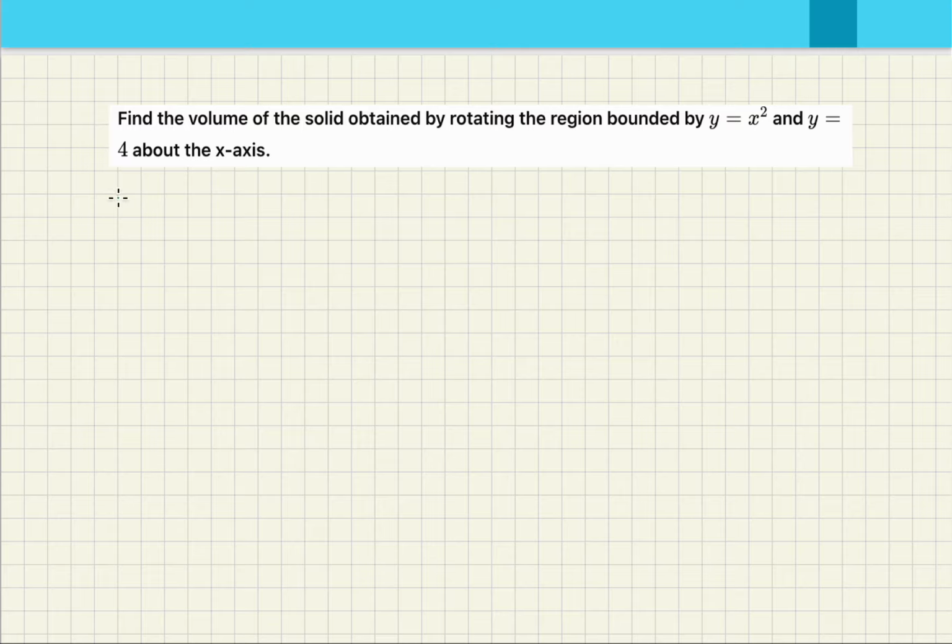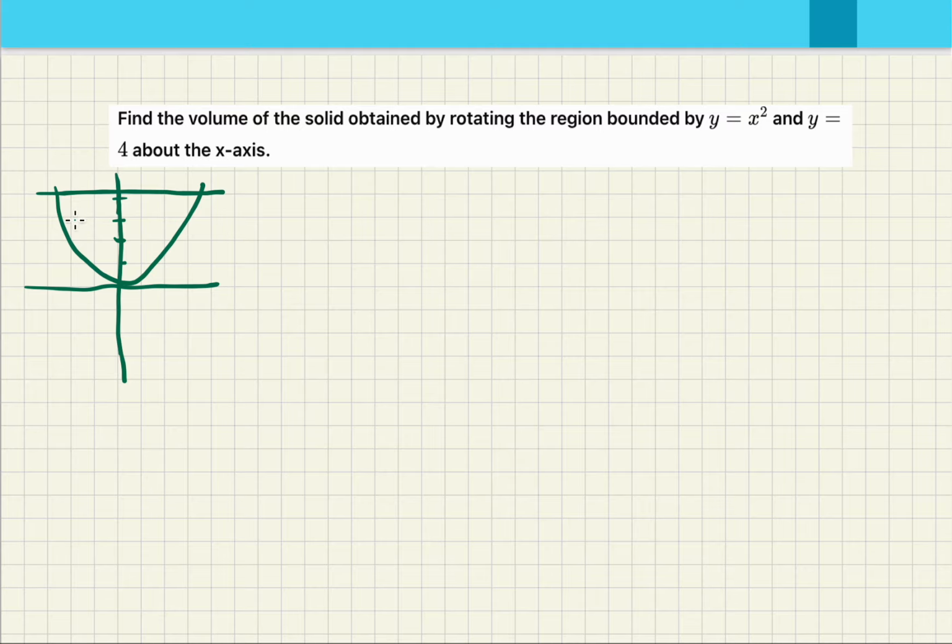So the first step when looking at a volume of revolution question is to draw a graph. And after you draw a graph, you should input all of the equations given to you. So in this case, y equals x squared is given to us. So I'm going to input y equals x squared and y equals 4, which is 1, 2, 3, 4, this horizontal line. And since there are no more equations given to us, we can move on.